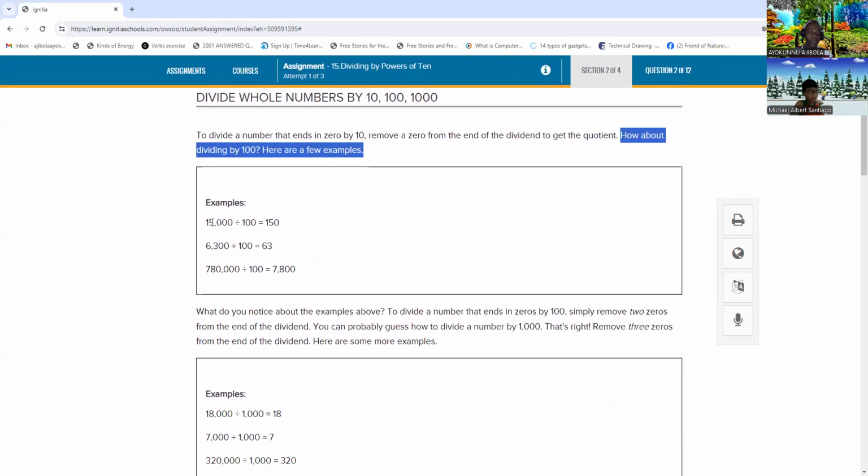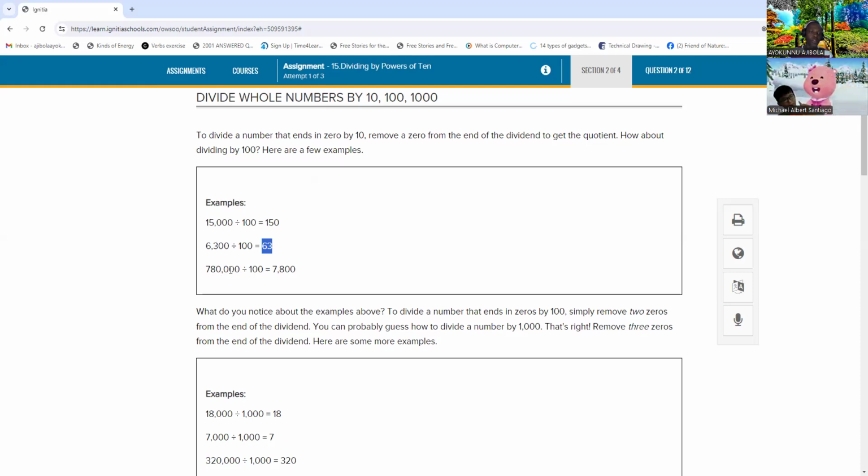Here are a few examples. 15,000 divided by 100. You will remove how many zeros, Miggy? 2 zeros. How many zeros are you supposed to remove when you're dividing by 100? You remove 2 zeros. Yeah, that's now 150. Okay, let's check the next one. 6,300 divided by 100. Just remove 2 zeros and you have 63. What about 780,000 divided by 100? You just remove 2 zeros, then you have 7,800. Is that correct?